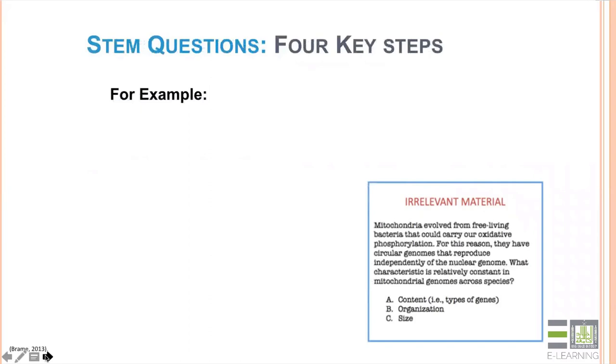So I have an example here of a multiple choice question where there's too much information. Some elements of the question are irrelevant, and the question could be simply rephrased, by what I would suggest, as simply asking what characteristic is relatively constant in mitochondrial genomes. The information at the top is irrelevant. It's not necessary to help the students answer the question.